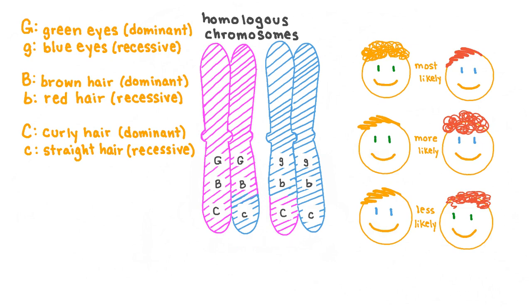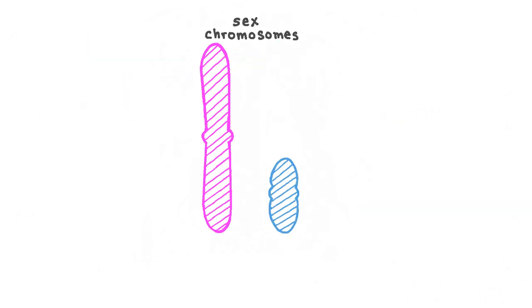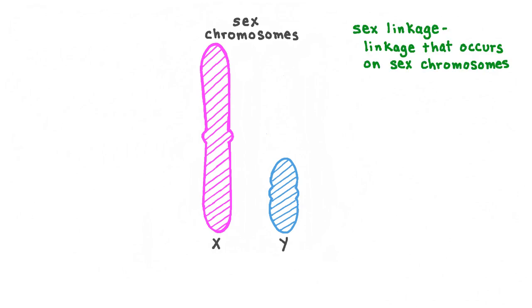Of course, this example is only hypothetical. Linkages among eye color and hair texture are not this simple in reality. Linked genes also occur in sex chromosomes, and this is called sex linkage. Let's learn a little bit more about these sex chromosomes before we begin to understand sex linkage.